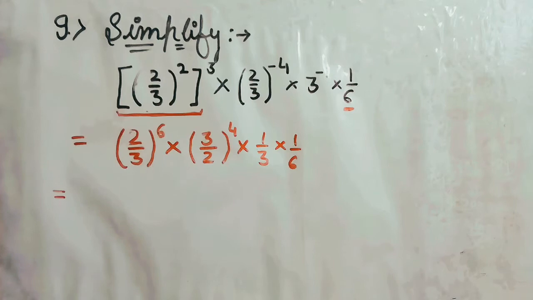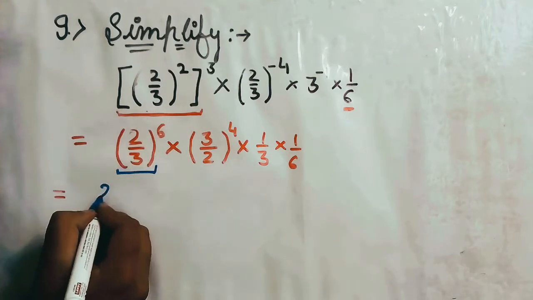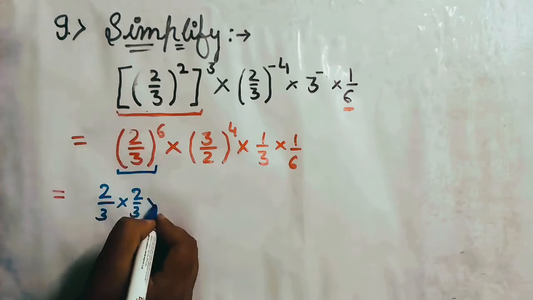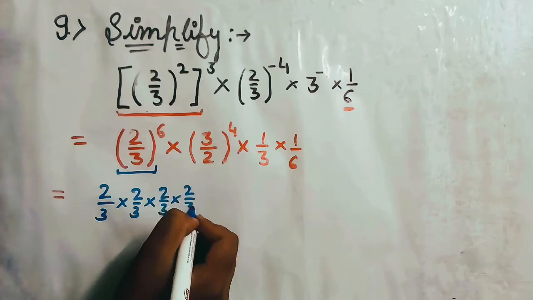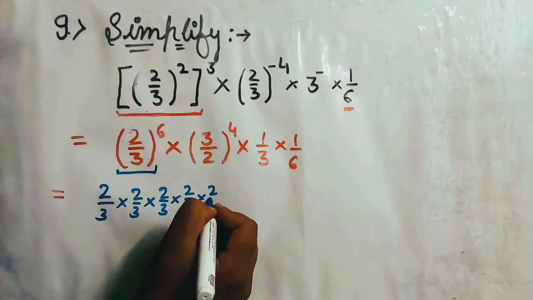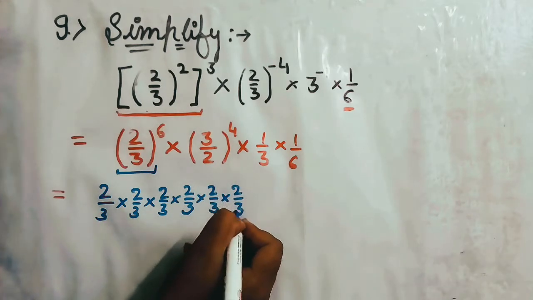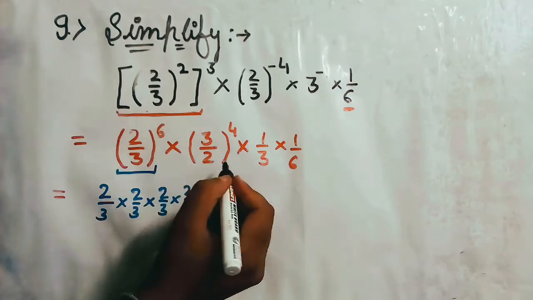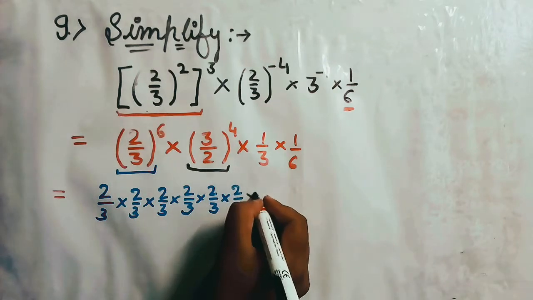So this will be equals to, now 2 upon 3 is 6 times. So multiply it 6 times, that is 2 by 3 multiply by 2 by 3 multiply by 2 upon 3 multiply by 2 upon 3 multiply by 2 upon 3 multiply by 2 upon 3. Here it is 6 times. Now 3 upon 2, it is 4 times, so multiply it 4 times.